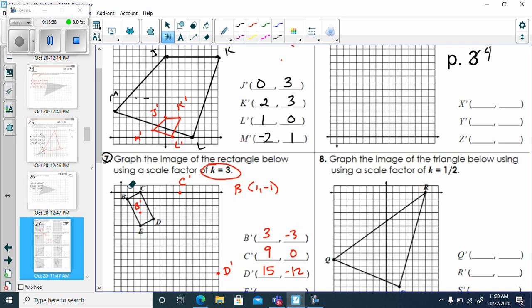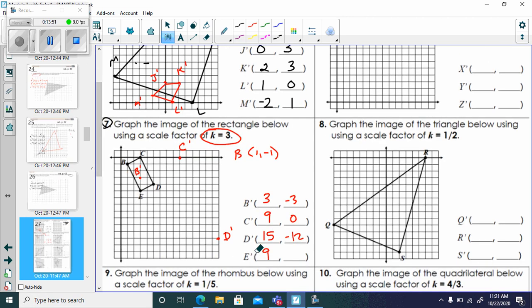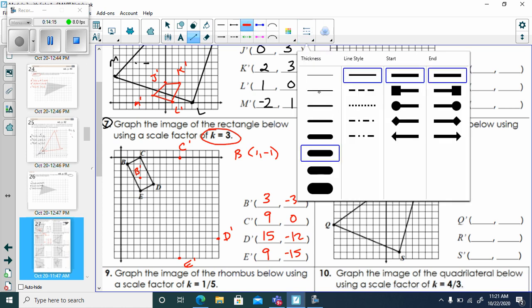And E is currently at 3, negative 5. 3 times 3 is 9. Negative 5 times 3 would be negative 15. So 9, negative 15. 1 through 9 over, and negative 15. There's E prime. Okay. So let's go ahead and draw the figure so you can see it.